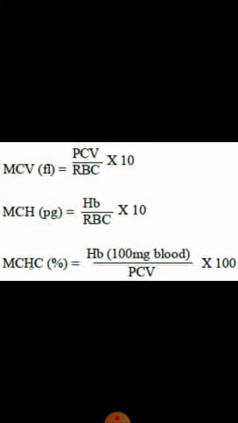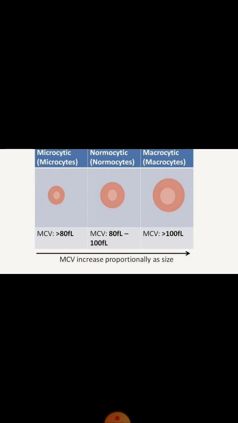Normally, its range is 32 to 33%. If it is in the normal range, then the color of the red blood cell will be normal, and it is known as normochromic. If the mean corpuscular hemoglobin concentration is less than 32 or 33%, then the color of the RBC becomes light and it is known as hypochromic. And if it is greater than 33%, then the color of the RBC becomes dark because of increased concentration of hemoglobin, and it is known as hyperchromic RBC.